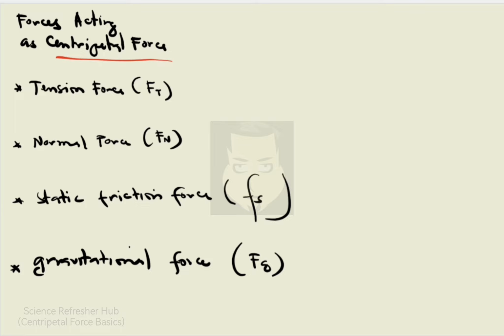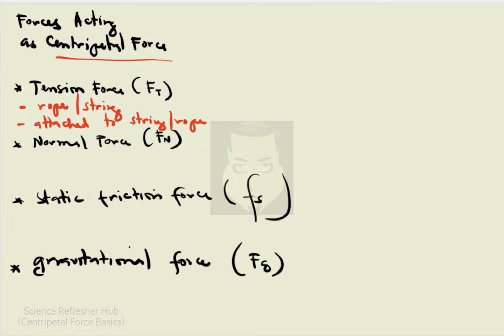Again and again, these four forces that I introduced will act as the center-seeking force. In general, we call it centripetal force, but the specific force that acts as a centripetal force could be one of the following. Okay, tension force, if you could still recall: if the object is attached to a string or rope, that string will have a tension force that will act as a centripetal force.